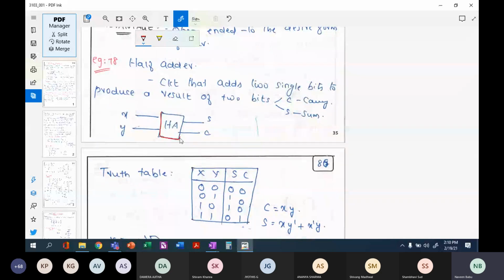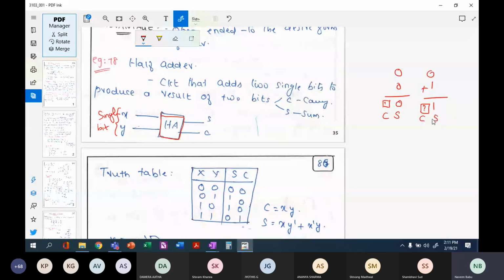So you will have a digital circuit here. You have two inputs. X and Y are two single bit inputs. What do you mean by single bit input? Say for example, I am adding 0 and 0. What will be the output? My sum will be 0 and I will not have a carry, right? Similarly, if I add 0 and 1, the sum will be 1 and I will not have any carry, right?